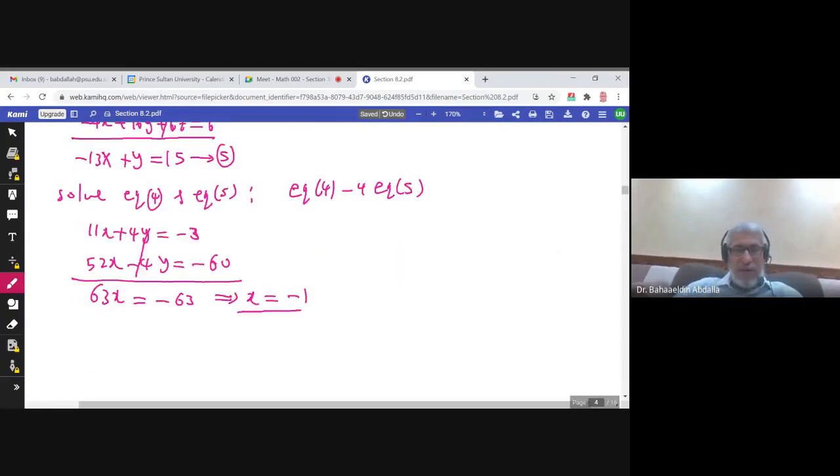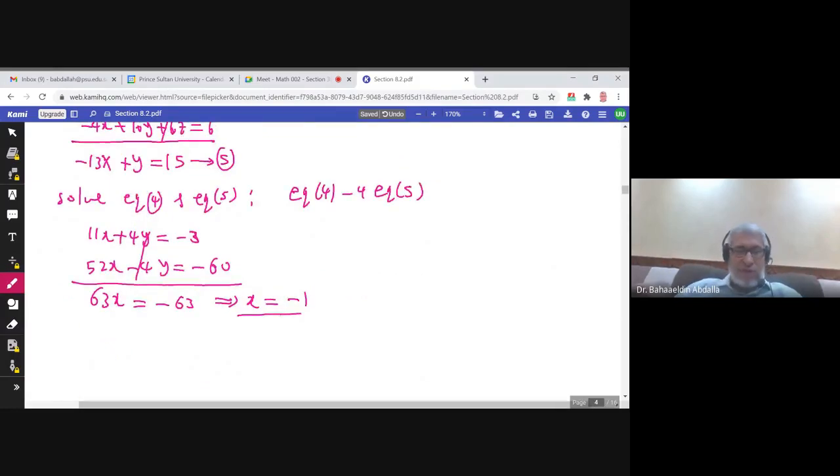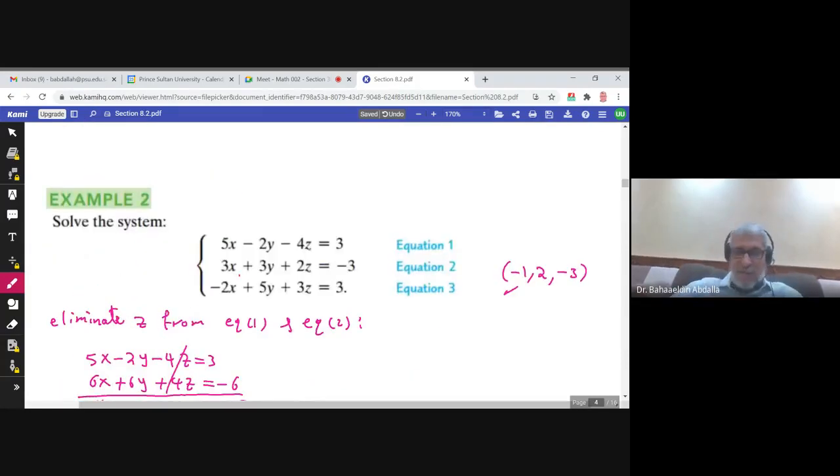Now how to find y? I use equation 4 or 5 to find y. I'll use equation 5. So from equation 5, what do I have? I have -13 times x, but x is -1, plus y equals to 15. That's good. Negative 13 times negative 1, this is 13. If you take it to the other side, 15 minus 13 is 2. So y is 2. Is it correct? Yeah, y is correct. Good.